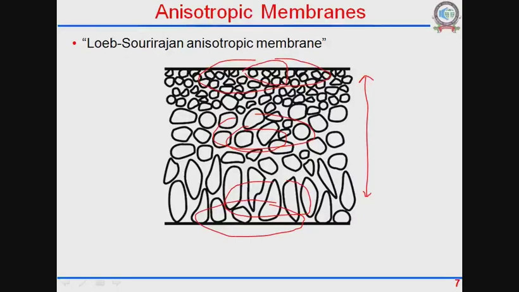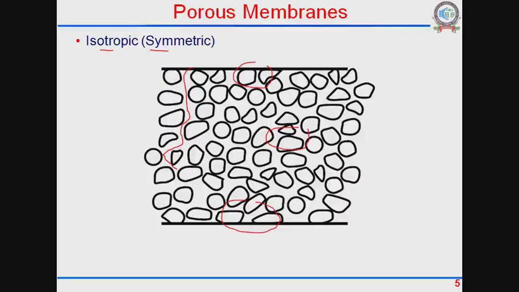When you did filtration in your undergraduate course, you had seen that, let's say, your filter cloth was something like this, and you had a thicker filter cloth or a thinner filter cloth. When you had a thinner filter cloth, your filtration rate was higher.